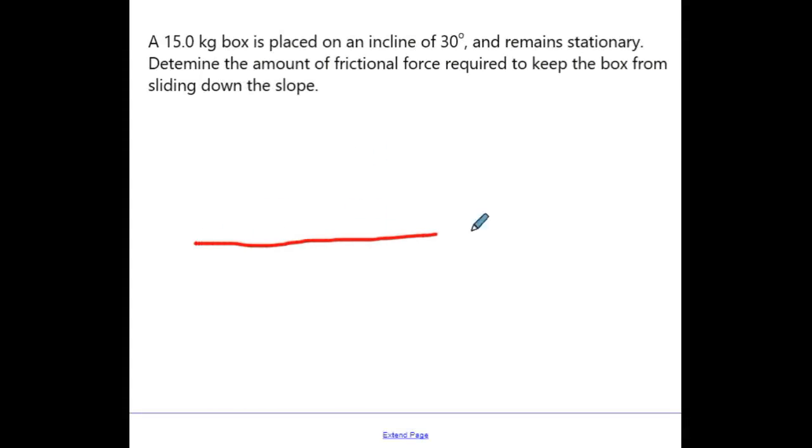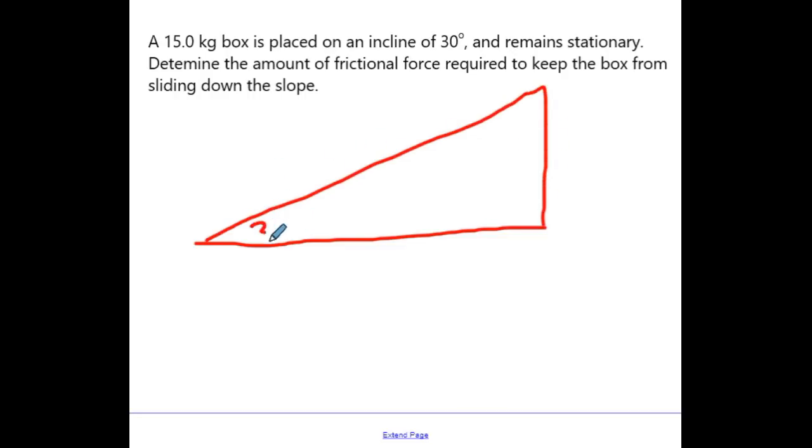Let's say we put a box on an incline of 30 degrees. So the incline right here is 30 degrees, and there's a box on this incline. But it says it remains stationary.